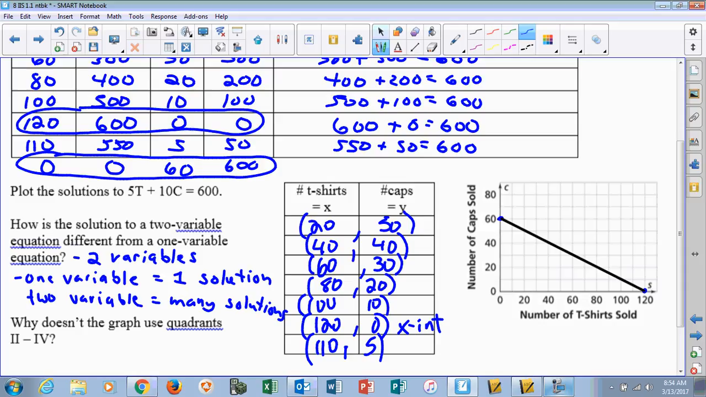Now the other question, we've talked about this already this year. Why doesn't the graph include quadrants 2 through 4? So why don't you see anything over here, down here, or even over here? Why are those missing? Yeah, you can't have a negative number of t-shirts or a negative number of caps. That doesn't make any sense. So those quadrants don't make sense to our situation. There's no point in including the entire graph when this is the only bit of information that makes sense. You can't have negative caps. You can't have negative shirts. It just doesn't make any sense. Okay?